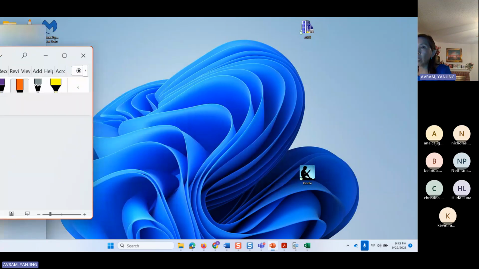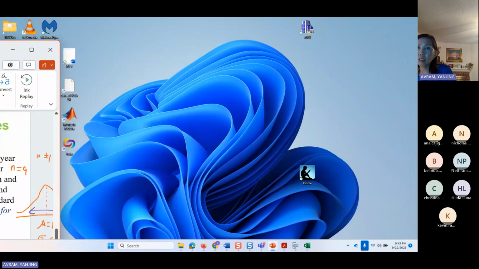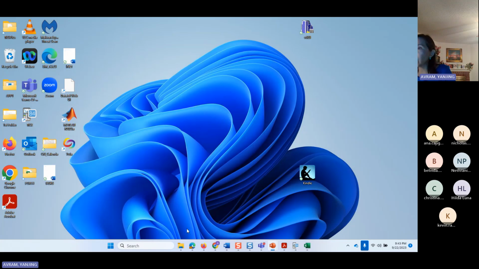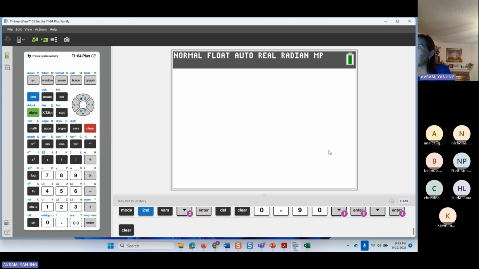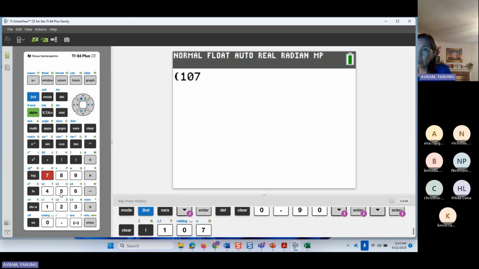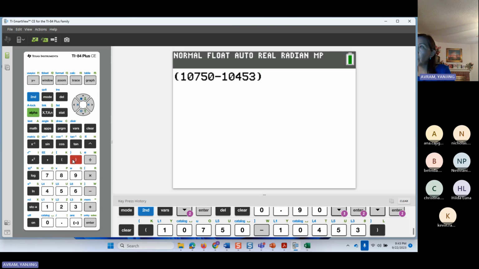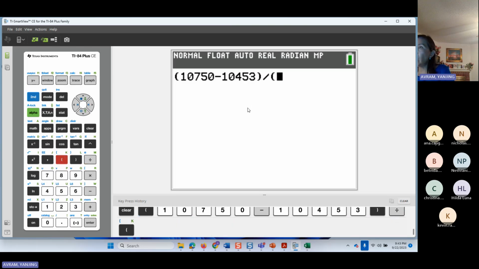So let's see how we type this into the calculator. Let's do it step by step. Even using a calculator is still very important, because if you don't use the calculator right, you never get a correct answer. So remember parentheses, 10,750 minus 10,453, close parentheses. And then divided by, since my denominator also has 2 numbers, anytime you have 2 numbers, you need a parenthesis.